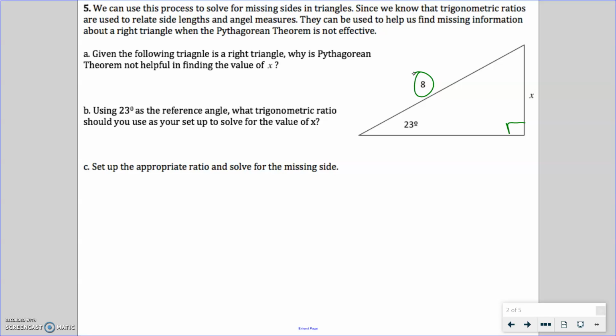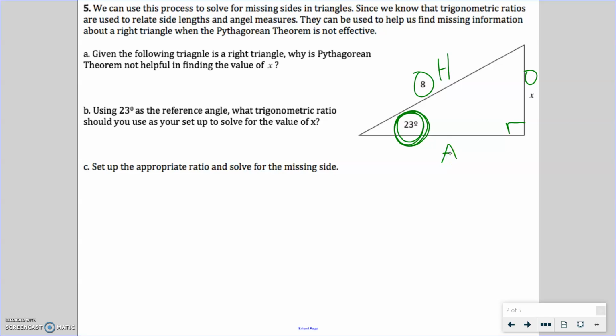Instead, using 23 degrees as the reference angle, what trig ratio should you use to set up and solve for x? So 23 is our reference angle, right? The first thing we do is label our O, H, and A. H is the easiest one to label, the hypotenuse. O is the opposite side.